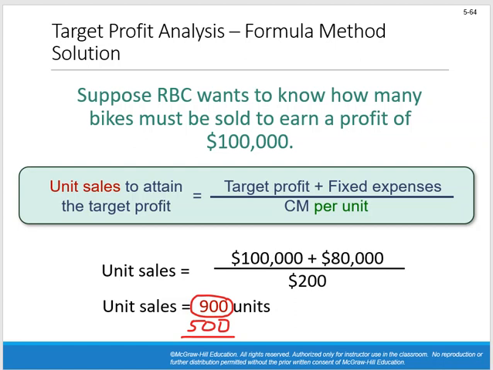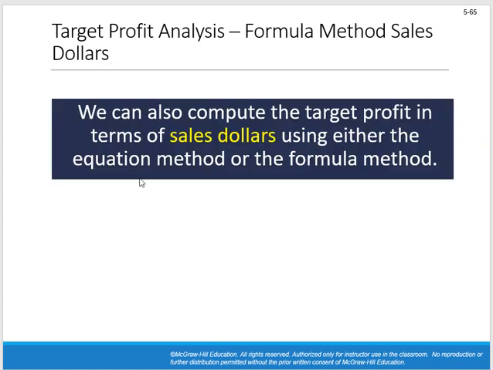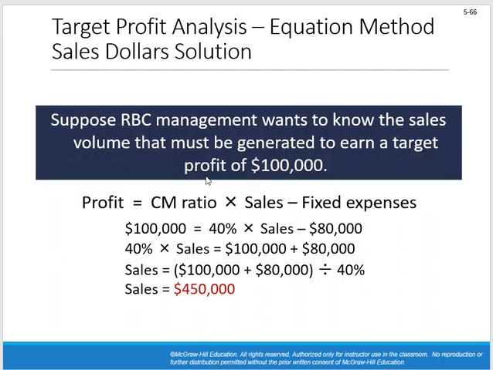450,000, right? Okay, so keep that in mind as we move forward. So they're going to teach us what they think is a totally new concept. We can also compute the target profit in terms of sales dollars using either the equation or the formula method. And again, I think this is overkill. So here we go using the equation method.